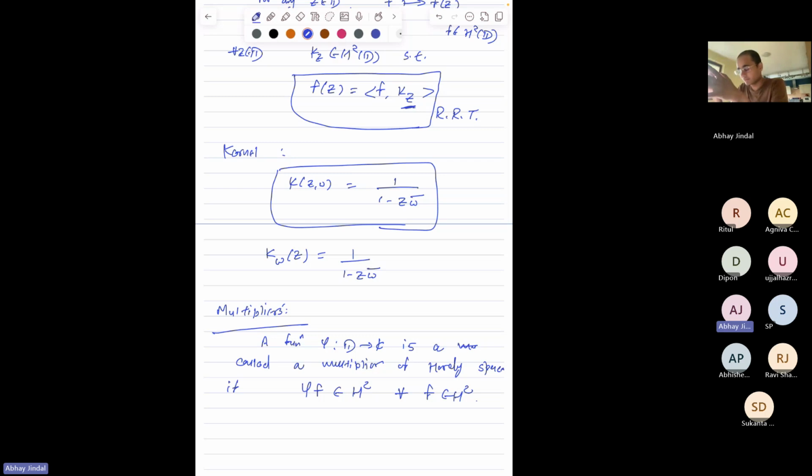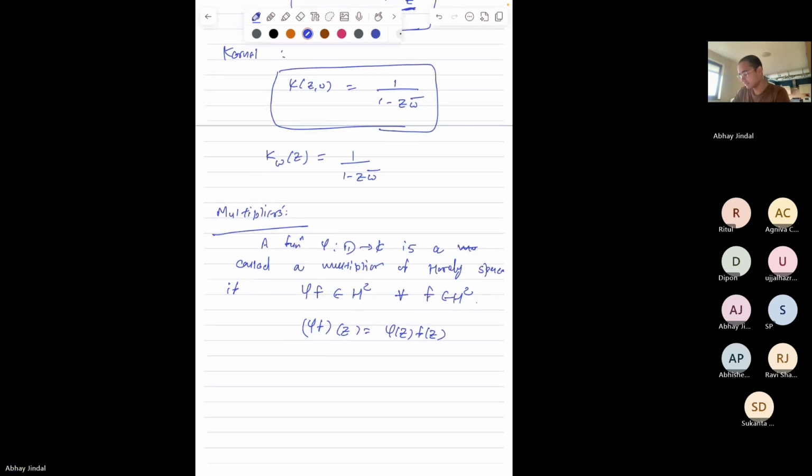What is phi times f? This is just the pointwise multiplication. Phi times f at z is nothing but phi(z) f(z). Now, if we take any function and multiply it with a Hardy function, it may not necessarily lie inside Hardy space again. What would be an example of such a function? For instance, we can take a function which itself is not in the Hardy space, and we can take f to be just 1. There are many such functions.